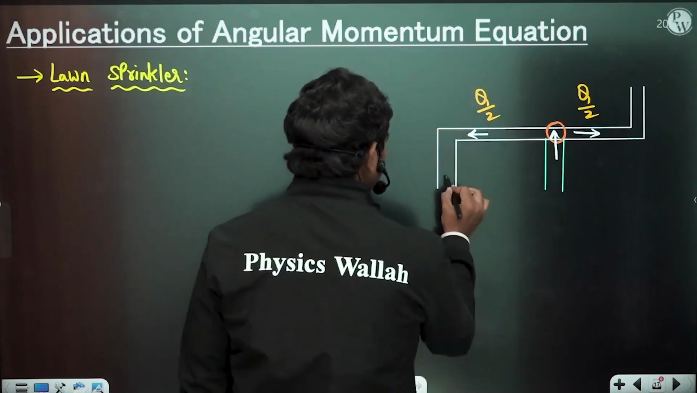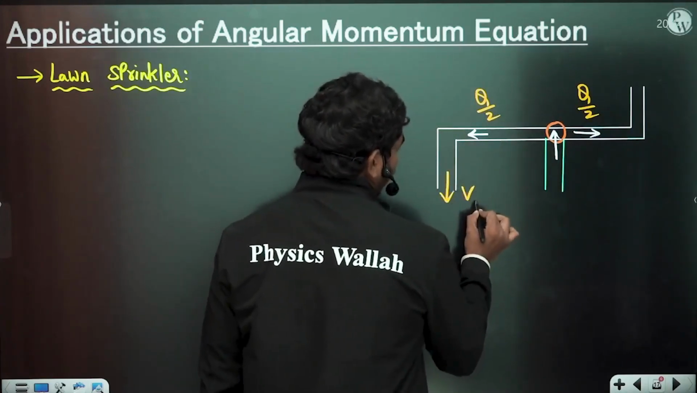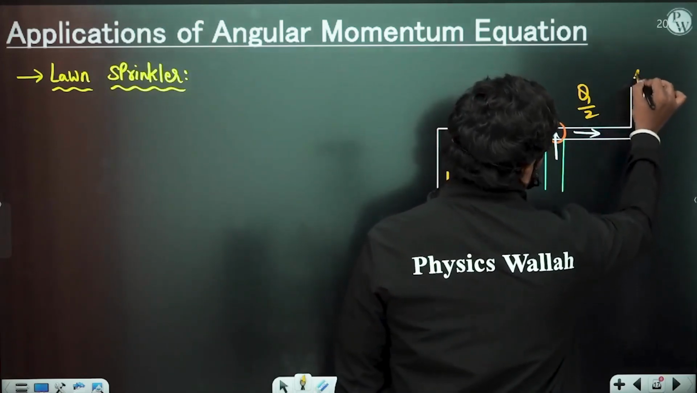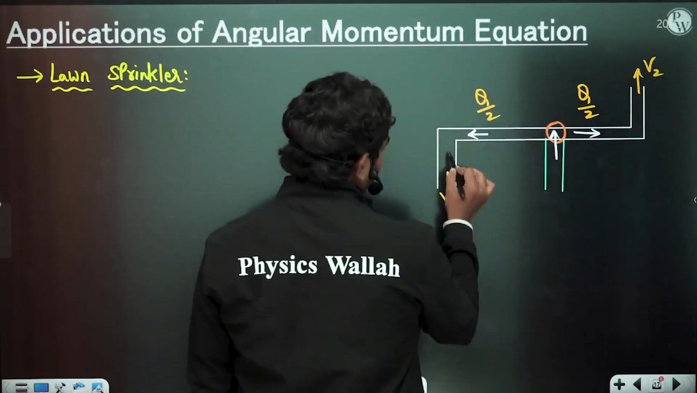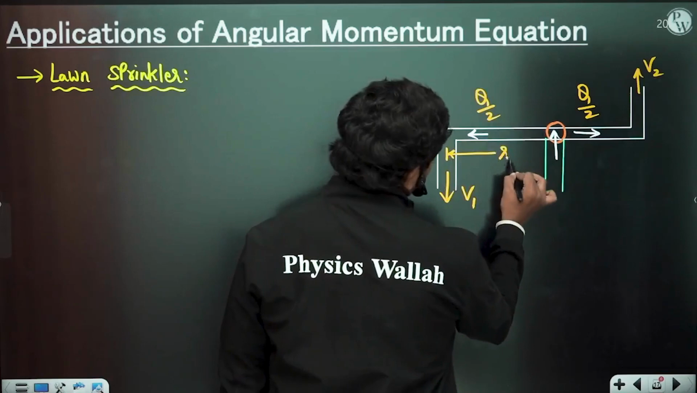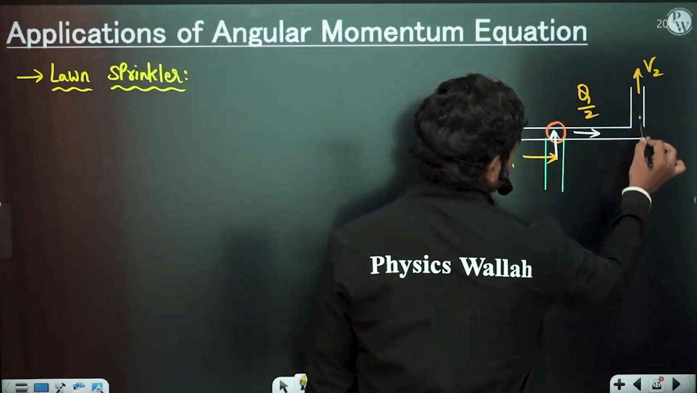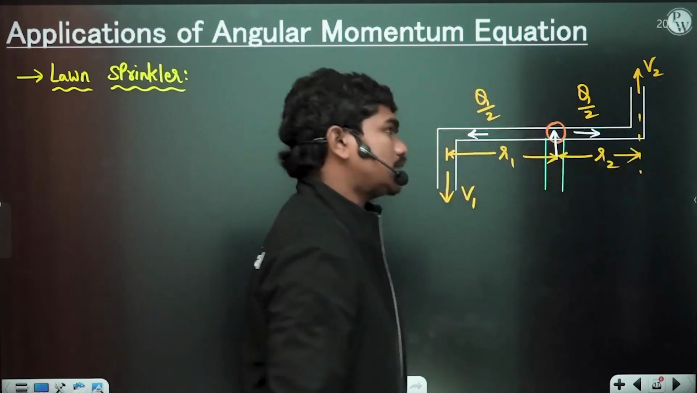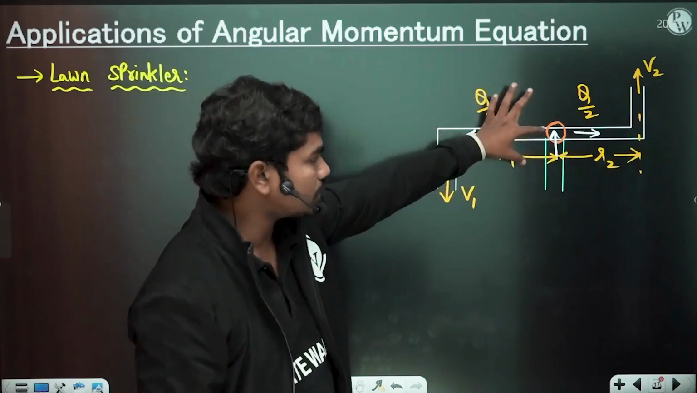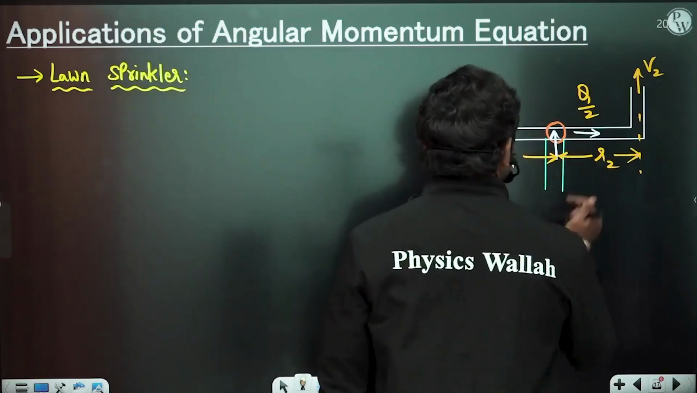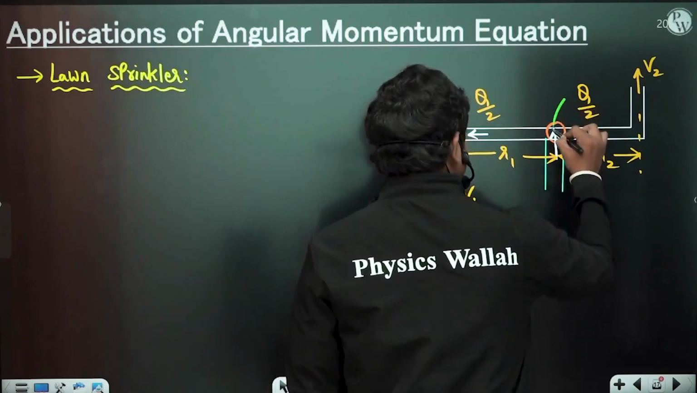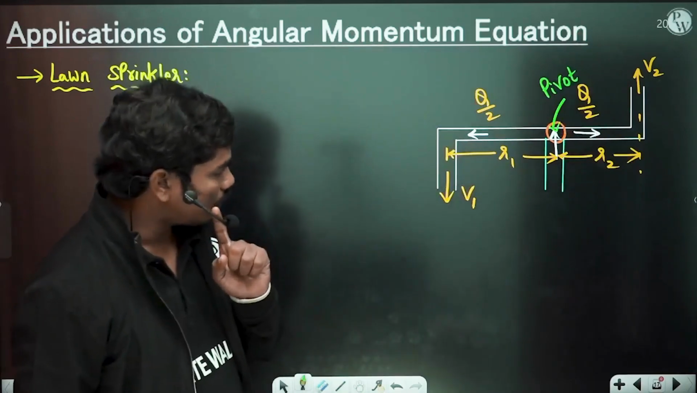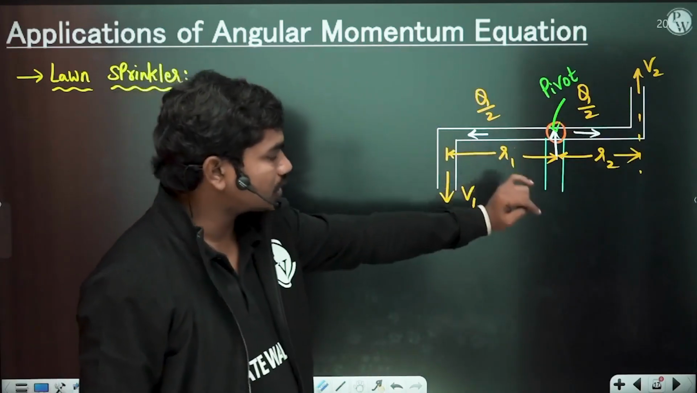Now the fluid is coming in this direction, V1, and let us suppose it is going out in this direction, which is V2, for example. Let us suppose this direction is R1 from the center and this is R2 from this center. Clear? R2 is basically from the center, and this is the pivot about which this is rotating.